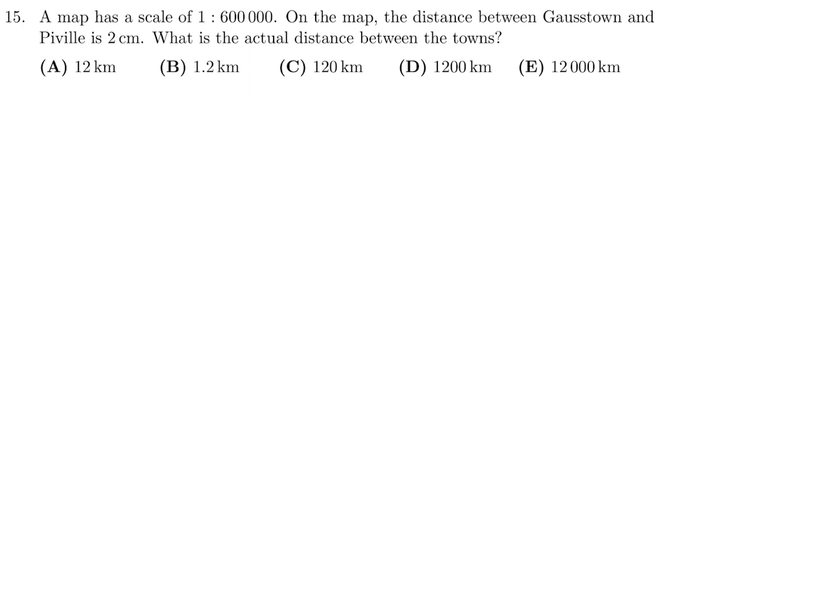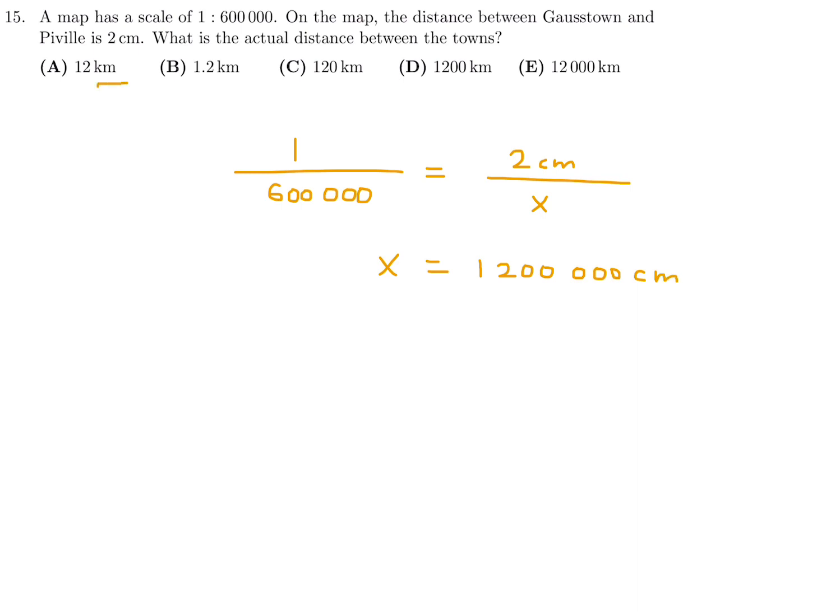A map has a scale of 1 to 600,000. On the map, the distance between Gauss town and Pyville is 2 centimeters. What is the actual distance between the towns? 1 over 600,000 is equal to 2 centimeters over the distance, which I will call x. So cross multiply and you get x is equal to 1,200,000 centimeters. Now obviously all the answer choices are in kilometers, so we've got to convert to kilometers.